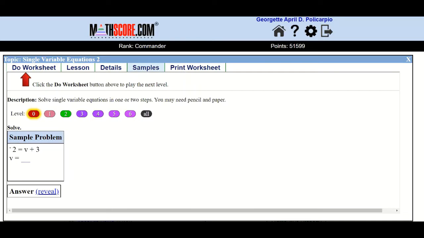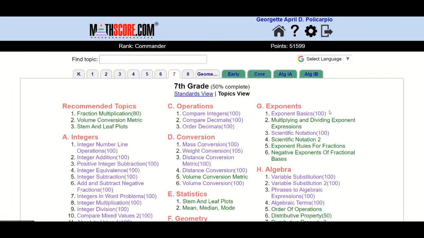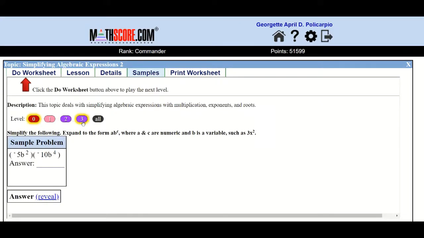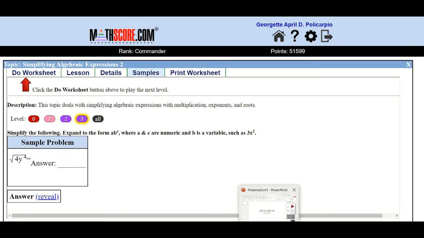Oh, nabago, sorry. Single variable equations. Ibalik natin doon, balik natin. Tayo ay nasa simplifying. Sige, click ko yung yan. So, sa 3.